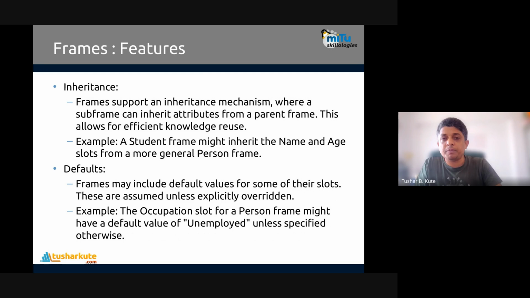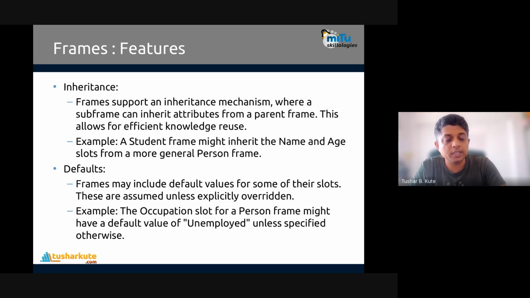Inheritance. In object programming, you may have seen this one. So this allows efficient knowledge usage. For example, a student frame might inherit the name and age slot from one general person frame. Student is a person. So on person, we have name and age. When you inherit as a student, whatever person properties are there, applicable to student also.